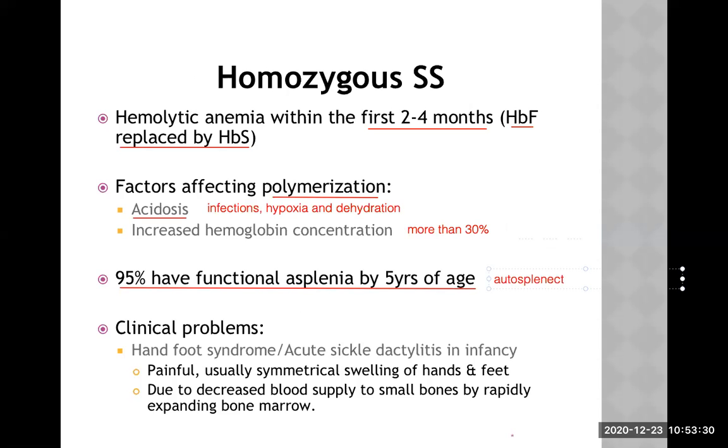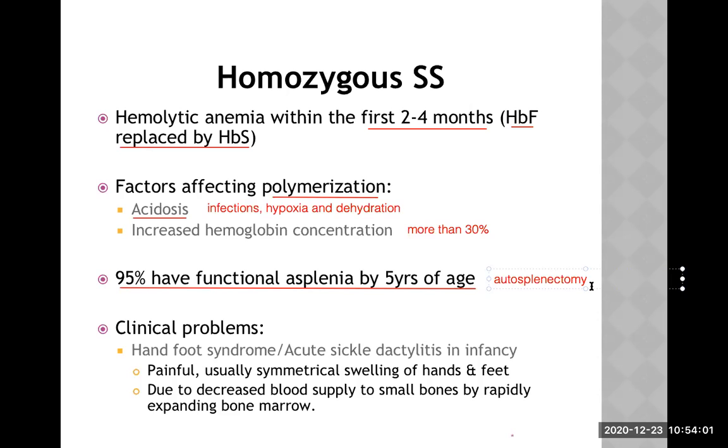Autosplenectomy. This is a very useful term to remember. The spleen is there, but it looks like the spleen has been removed. What does that mean? The spleen has lost all its function, and we all know the functions of the spleen. One of the main functions of the spleen is immunological function. Whatever encapsulated organisms are present in the blood, the spleen will filter them and remove them. Remember this all the time.